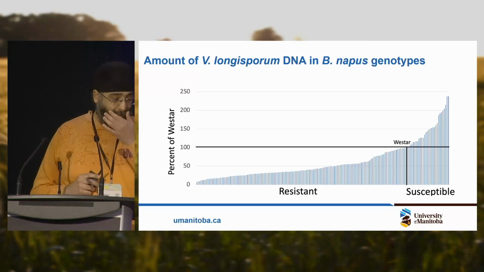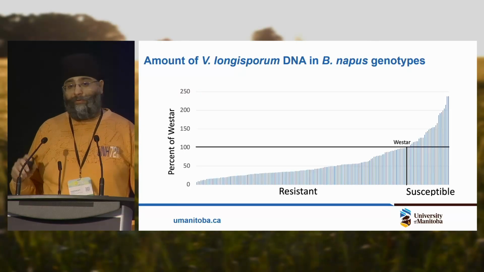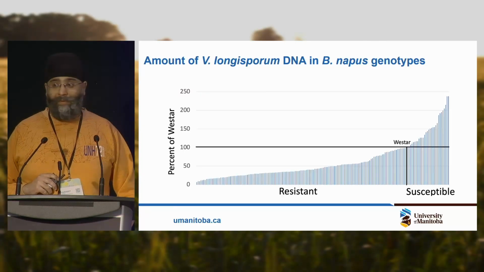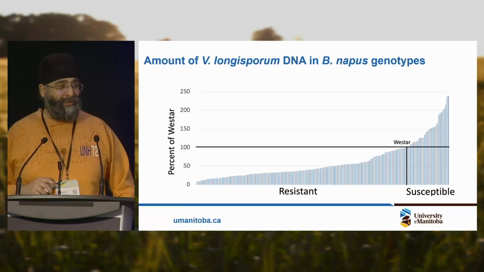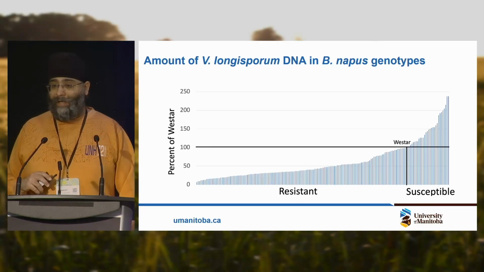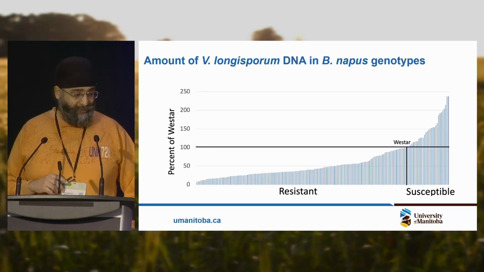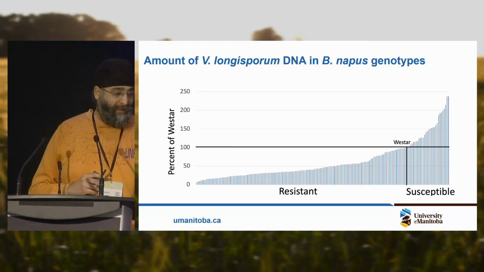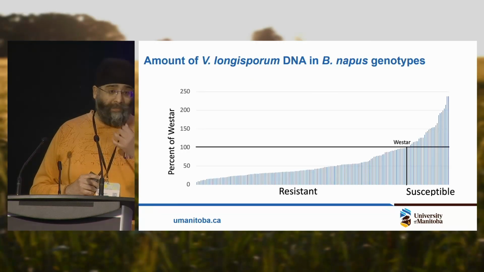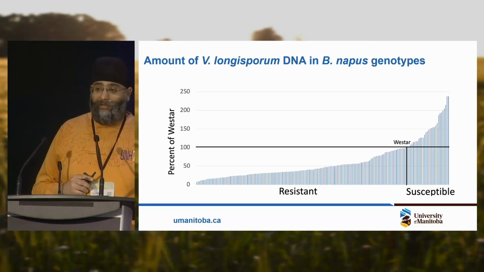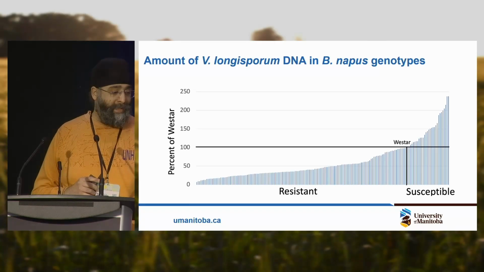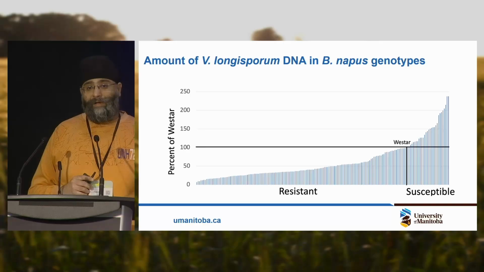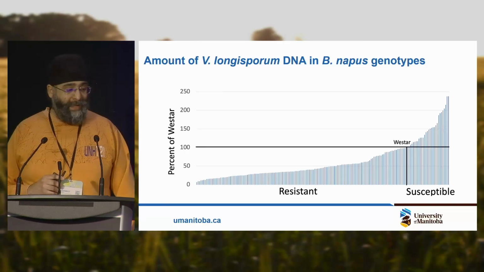Moving on to some interesting results here. This is just the first year of data. Mohammad is in the lab as we speak, processing the second year samples, so we'll have that result soon, and maybe next year we can come back and present those. So here's a graph. The y-axis is the percent of Westar. We have normalized the data on Westar, so Westar is 100%. And on the x-axis, every bar represents one genotype which was in our panel.